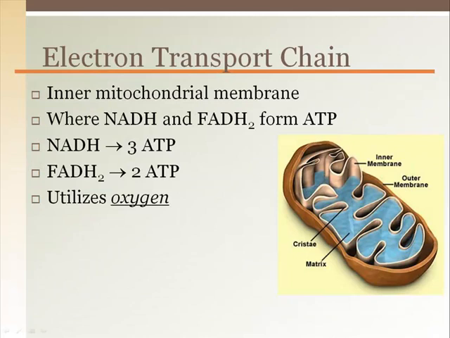The coenzymes are moved to the electron transport chain in the inner matrix of the mitochondria. It is this process that requires oxygen. Oxygen is used to generate ATP from the coenzymes NADH and FADH2. This is where the bulk of the ATP is generated.